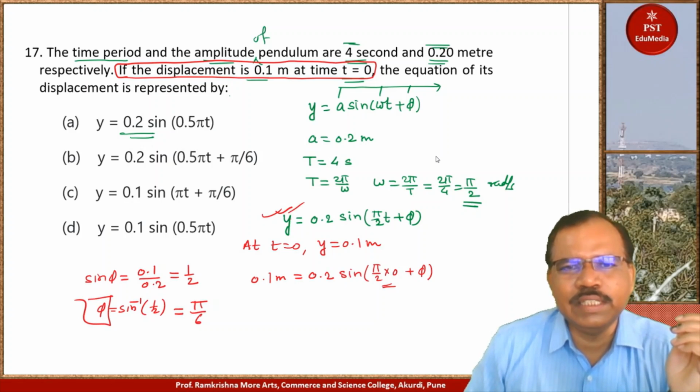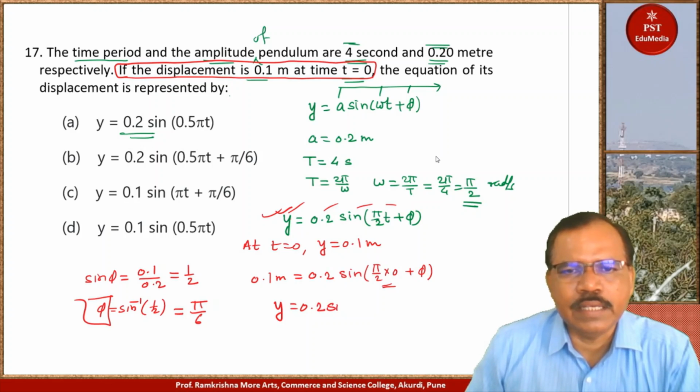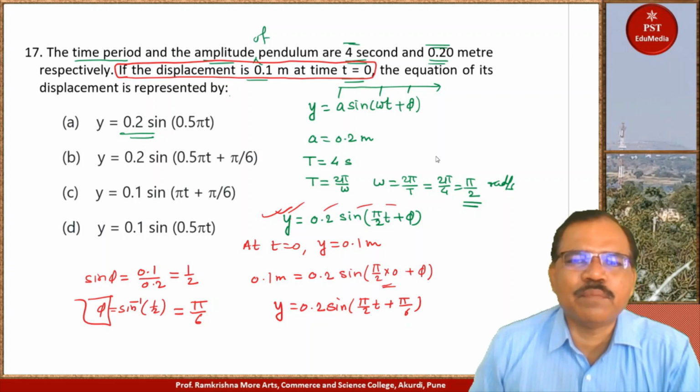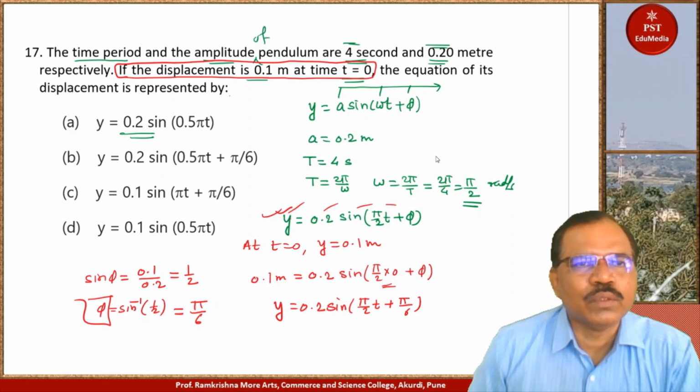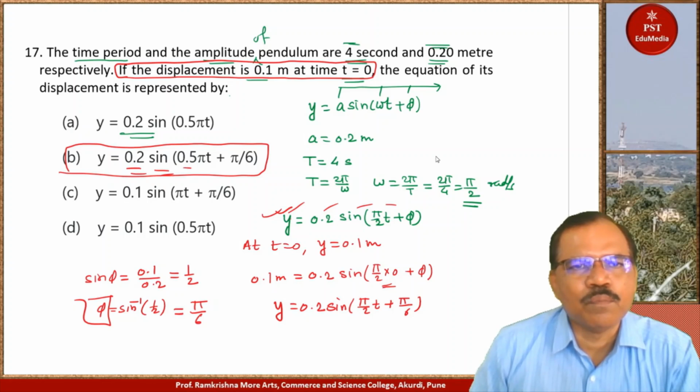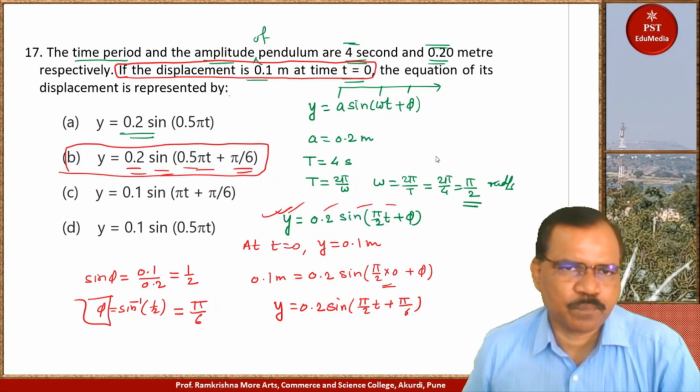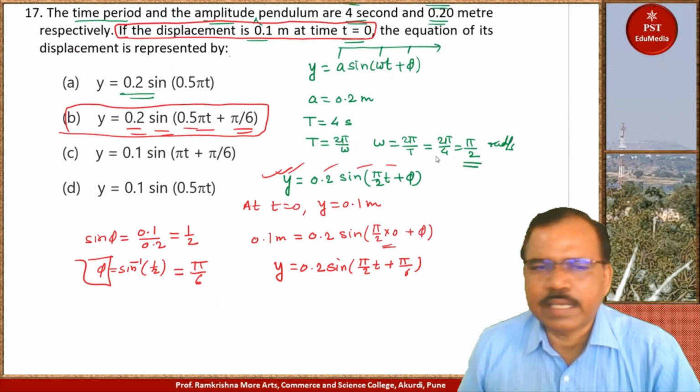So use here now. So we'll get y is equal to 0.2 sine pi by 2 into t plus pi by 6. Pi by 2 means you can write 0.5 t. So here this one is correct. See, y is equal to 0.2 sine 0.5 t means pi by 2 t plus pi by 6. Now we'll take next one.